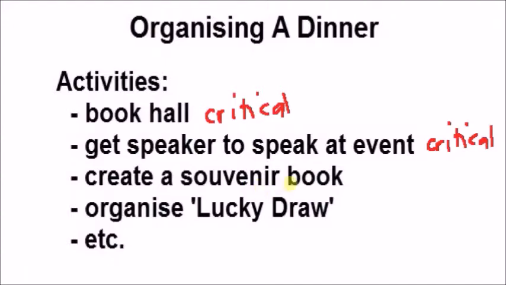Thirdly, create a souvenir book. If there are no souvenir books, the dinner can still proceed. So this is a non-critical activity. Fourthly, organize a lucky draw. Similarly, the dinner can still proceed without the lucky draw. So this is a non-critical activity.